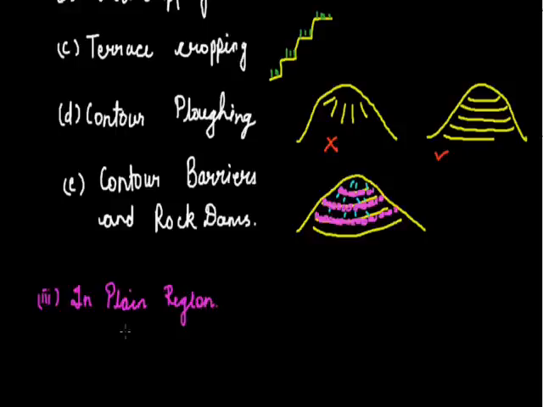In plain regions, the methods that can be used are, first, strip cropping, that is planting different crops on parallel narrow strips. It will help in holding the soil, and it will also give less space to the soil to get eroded. When we have plants or crops growing at such close distances, then there will be less space for soil to get eroded by the mediums of water and wind.